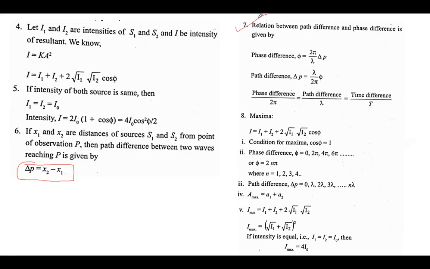अब रिलेशन बिटवीन पाथ डिफरेंस एंड फेज डिफरेंस, ये सबसे ज्यादा इंपॉर्टेंट चीज है भाई. पाथ डिफरेंस दिया होगा, फेज डिफरेंस निकालना होगा, तभी तो तुम आगे सॉल्व भी कर पाओगे जो यंग्स डबल स्लिट एक्सपेरिमेंट वाले क्वेश्चंस हैं. फेज डिफरेंस इज इक्वल टू 2 पाई बाय लैम्डा इनटू पाथ डिफरेंस. डेल्टा P क्या है? पाथ डिफरेंस.